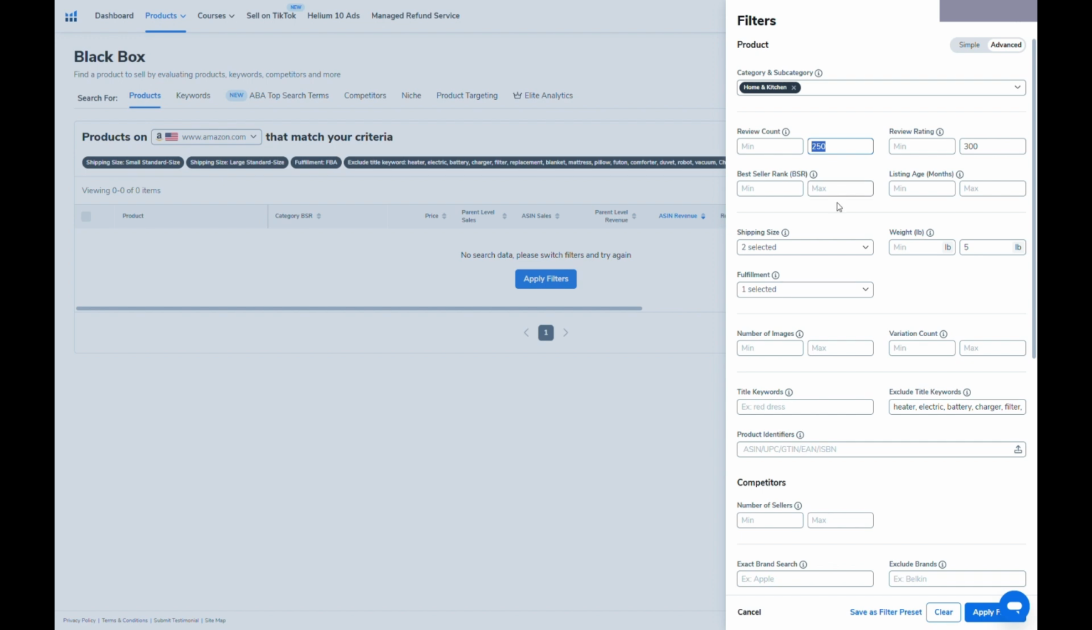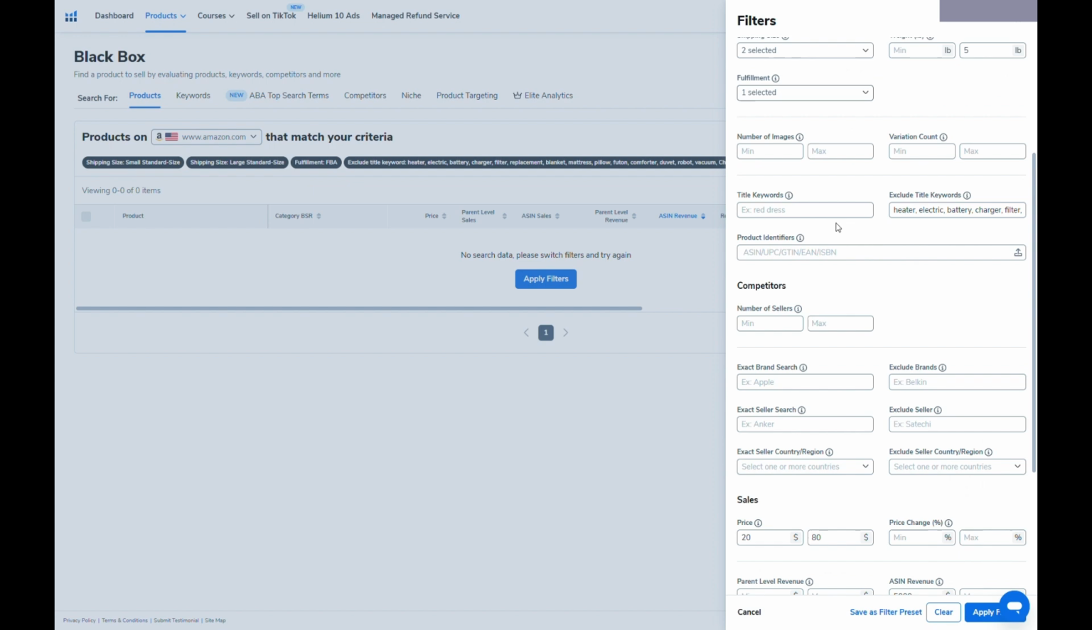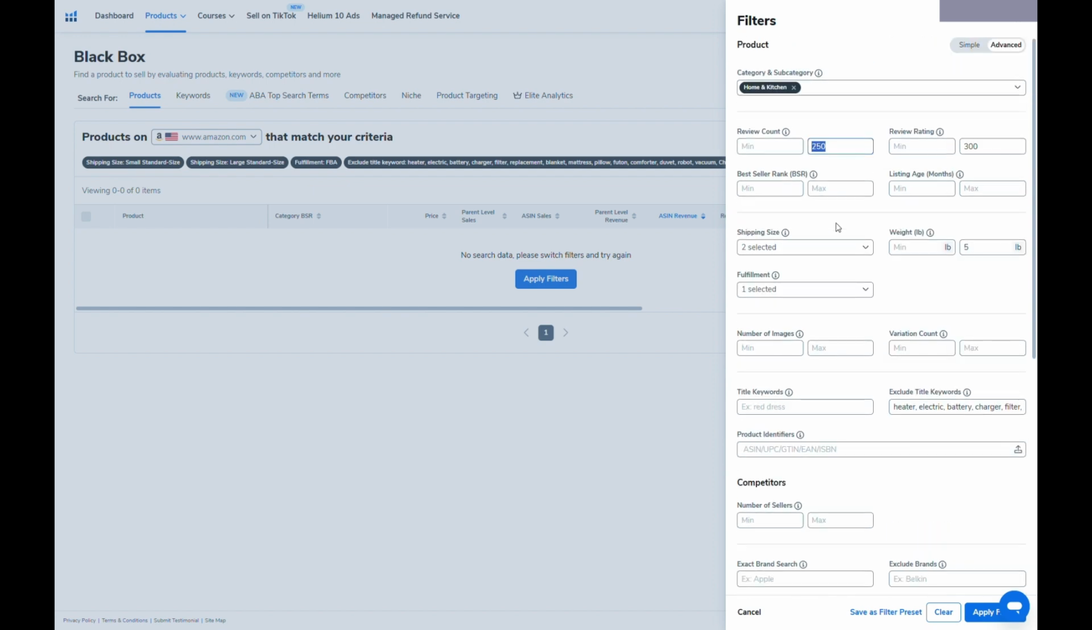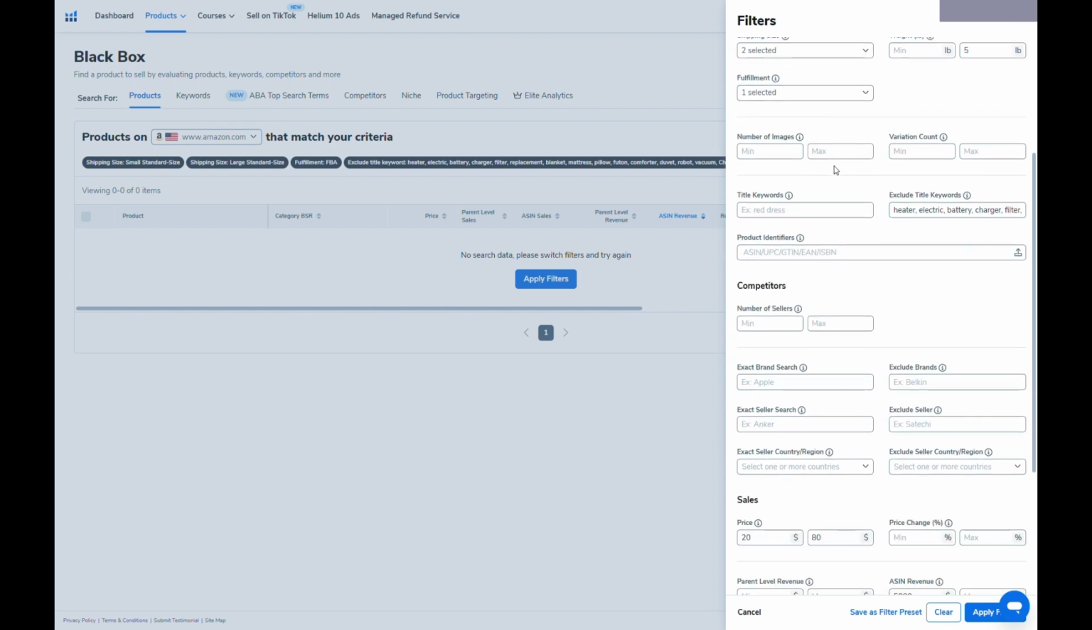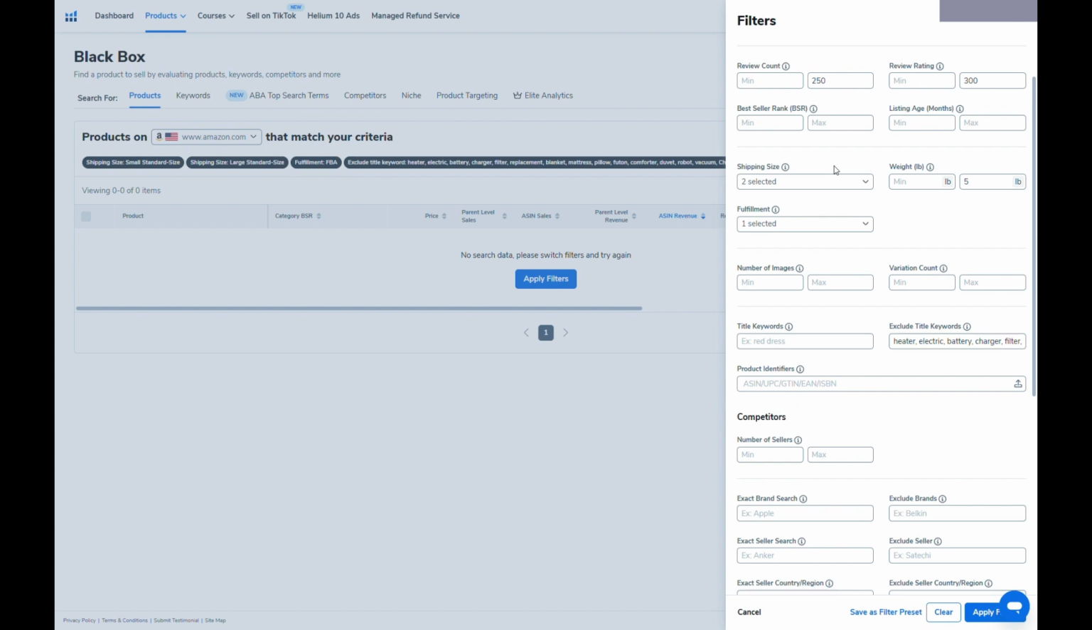Many sellers look for products where competitors don't have thousands of reviews, because that usually indicates that the market still allows new sellers to enter. And normally sellers also filter for products sold through FBA, which is the logistics model used by most professional Amazon sellers. Once these filters are configured, we run the search and let the tool show us potential product ideas.